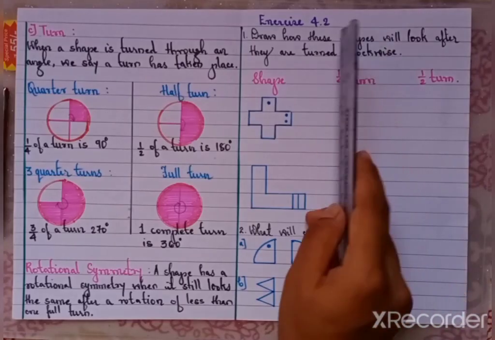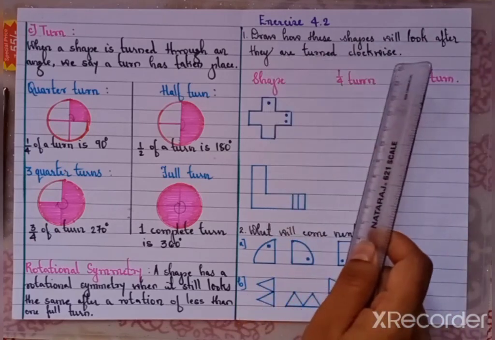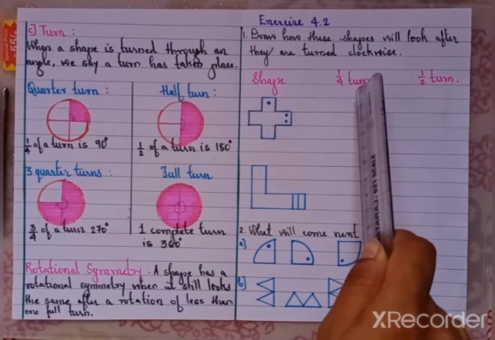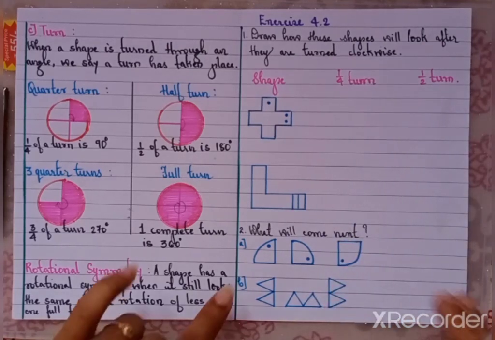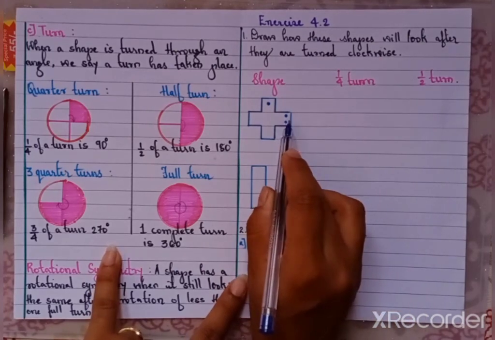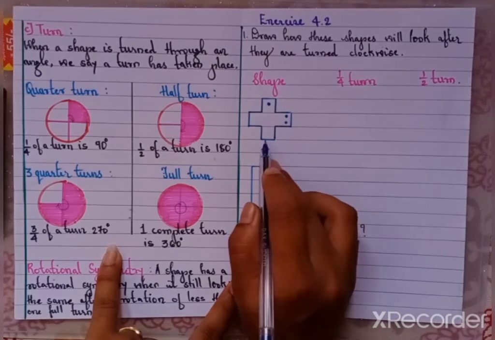Now, here is exercise 4.2. Draw how these shapes will look after they are turned clockwise. So we have to turn clockwise, and that too in 1/4 turn. Okay, so 1/4 turn means we have to move it to the 90 degree. So when we move to the 90 degree, this will move here, isn't it?